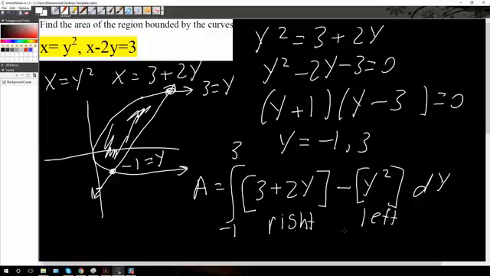And all we need to do is take the integral of it, or we can use a calculator. But the most important thing for this question is setting it up, which is going to be like this. And that's all we need to do.